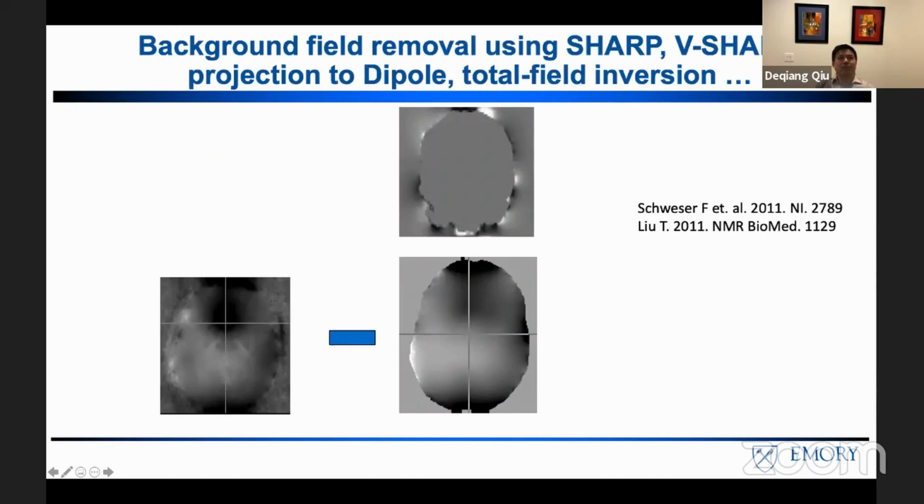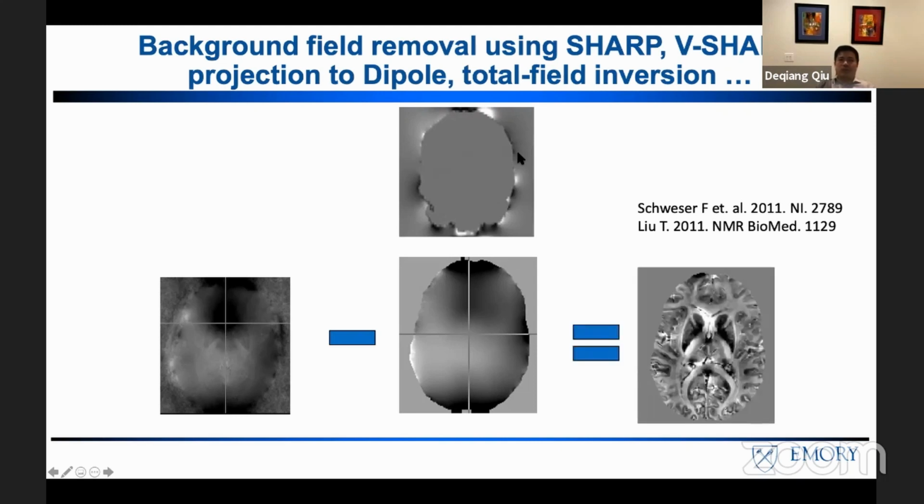So there are again many methods used to remove this background field, and this is again one kind of inverse problem. People have developed methods like SHARP, V-SHARP, projection onto dipole fields, and recently total field inversion. I'm going to skip some details, but basically after this pre-processing, you can obtain these phase images that are free from the interference from magnetic susceptibility sources outside of the brain.